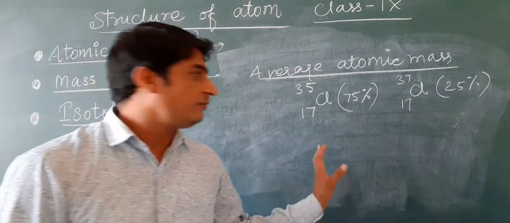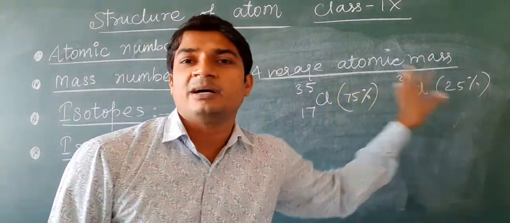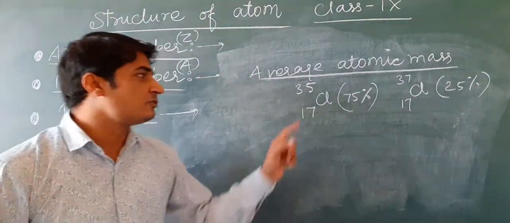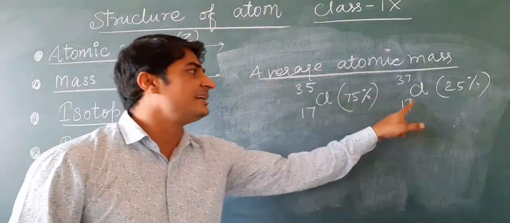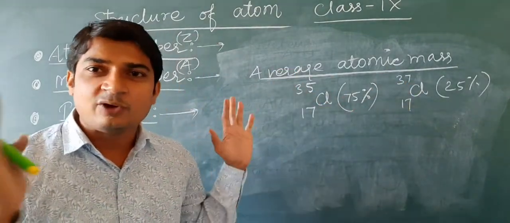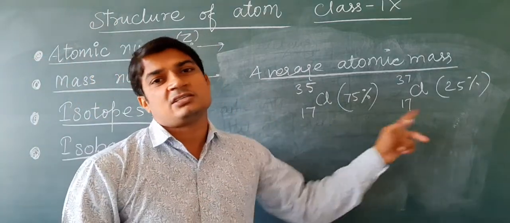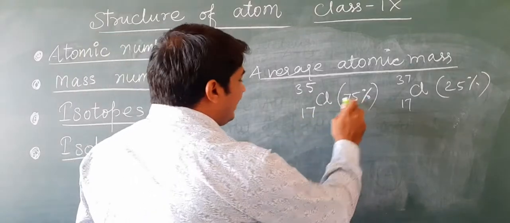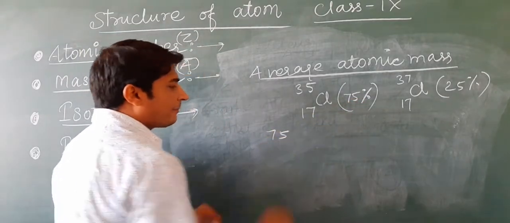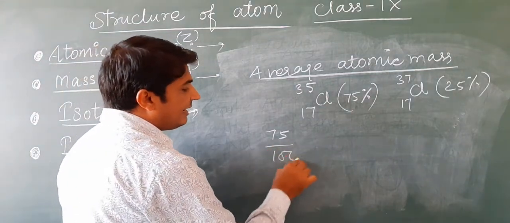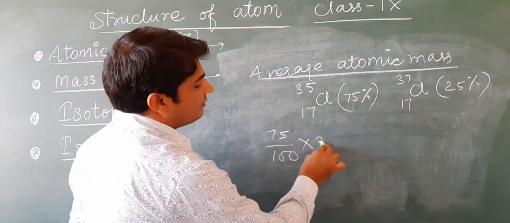Then how do we find the average atomic mass? What should be the average atomic mass of an element? Because the mass of this isotope is 35, this isotope is 37. So which mass should we take? We generally calculate the average atomic mass for such elements. How do we calculate? First of all, we write the percentage of an isotope divided by 100 into mass of the isotope.